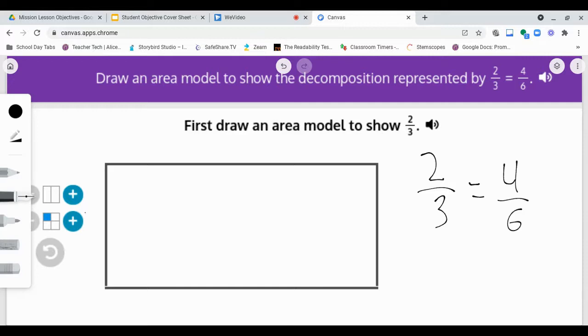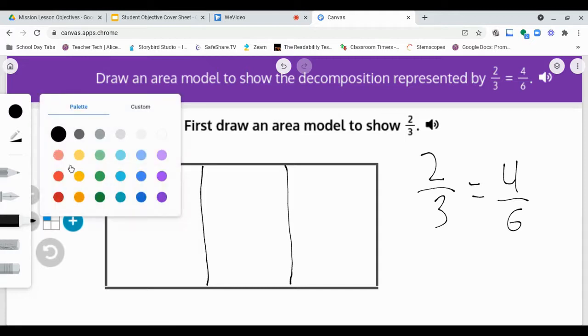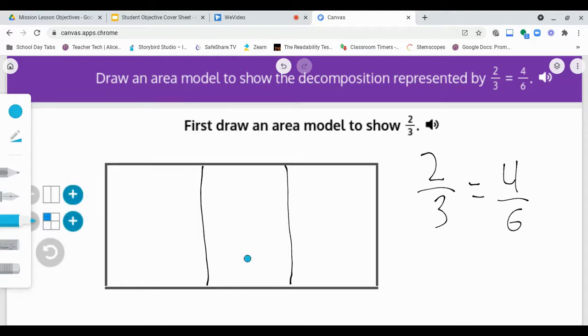Okay. So first, I have to make 2/3 first. So what I'm going to do, I have to split it into how many total pieces? 3 total pieces, because thirds tells me 3. And then how many of those do I need to shade? Well, I need to shade 2 of them because it is 2/3. So let's see what I can come up with here. What color do you want? Yeah, let's go with this tealy looking thing here.